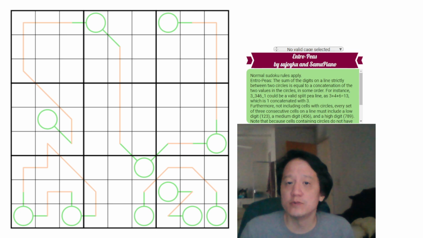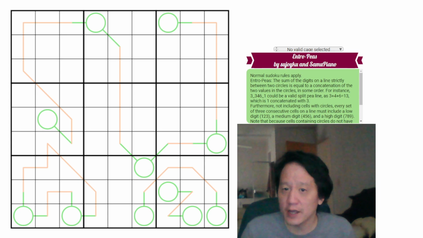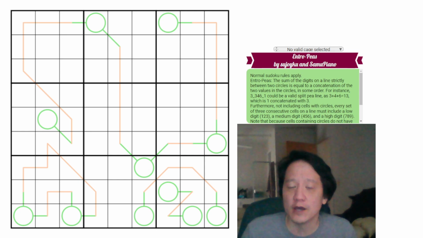In the month of October, I'm going to be uploading 2 videos every day, one of the very easy to easy variety and one of the average, hard, or very hard difficulty. And this is an average difficulty level, and let's go to today's puzzle, which is called Entro-Peas by Sudoku and Samu Piano. And here are the rules.